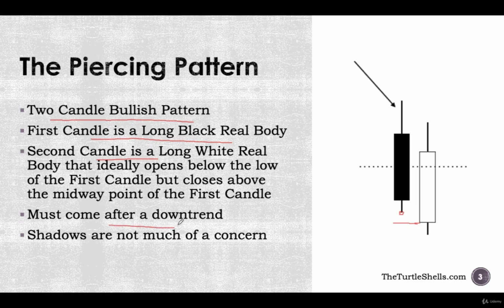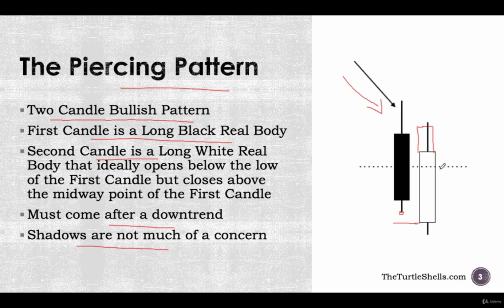Okay? It must come after a downtrend, obviously, just like the hammer and the bullish engulfing pattern. Shadows are not much of a concern. I ignore the shadows normally in this pattern. So now what is the difference between the piercing pattern and the bullish engulfing pattern? If this candle would have closed above the opening, let's say like this, then it becomes a bullish engulfing pattern because then the entire white real body is engulfing the prior black real body.